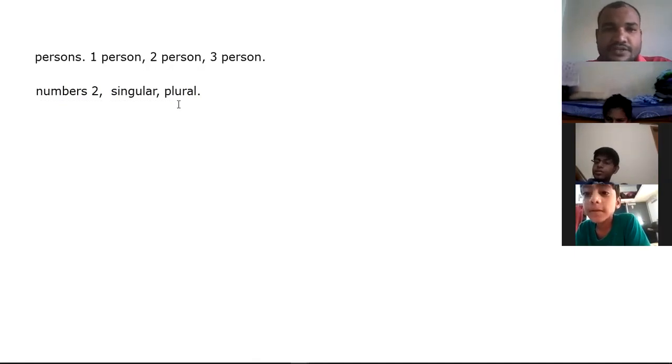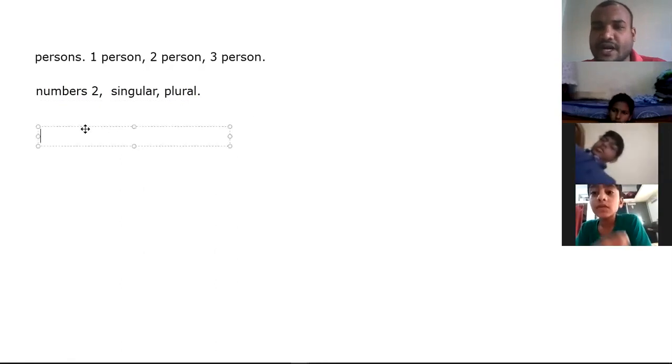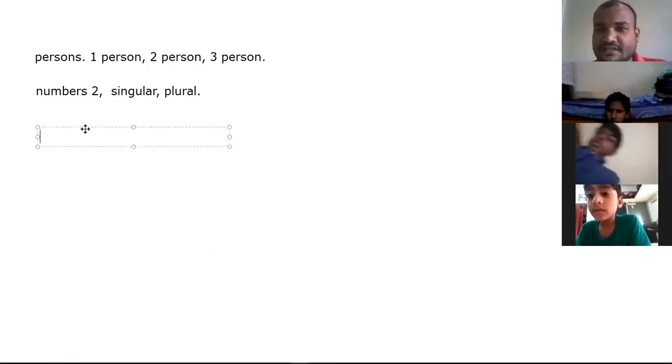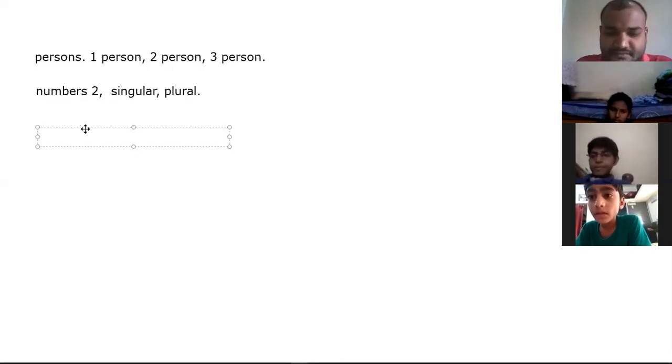So whenever you are writing a sentence, generally you will be able to identify a few words. Let me give you one example. Try to give me what the word is.